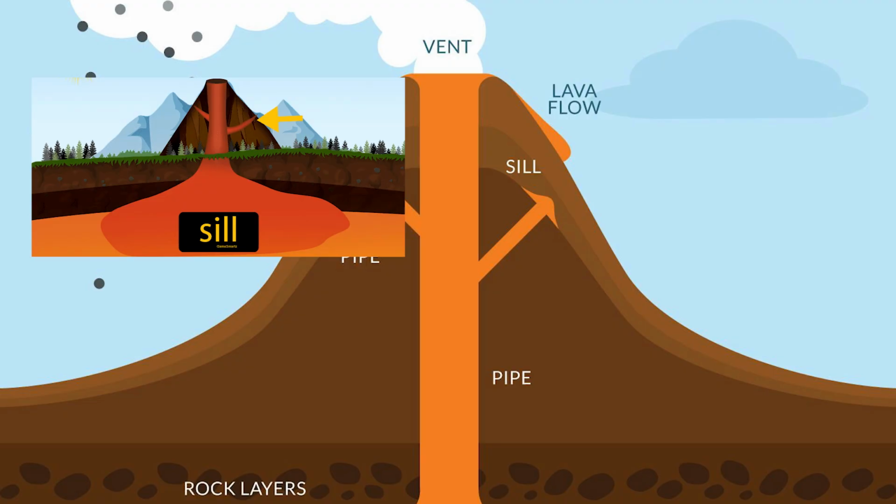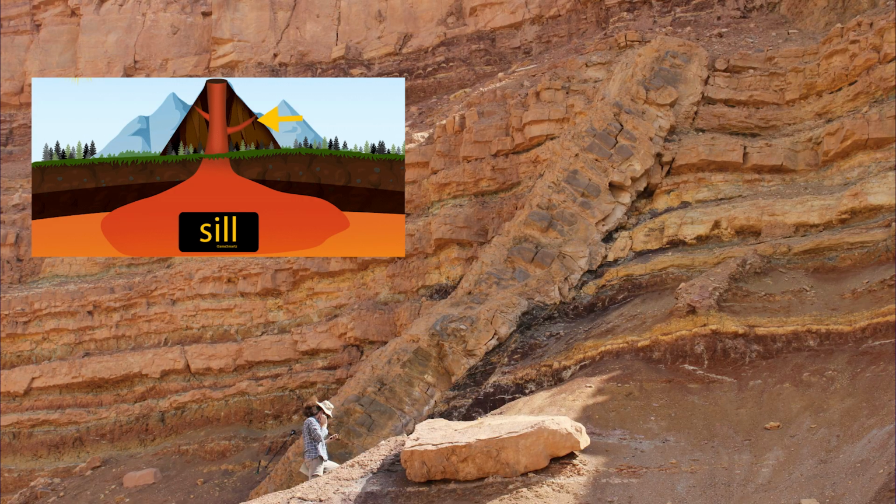Sill. A sill is a flat, sheet-like igneous intrusion that forms when magma spreads horizontally between layers of sedimentary rock and cools there. Sills are parallel to the existing rock beds and are often mistaken for lava flows, but they form underground. They are thinner and more uniform than other intrusive bodies.